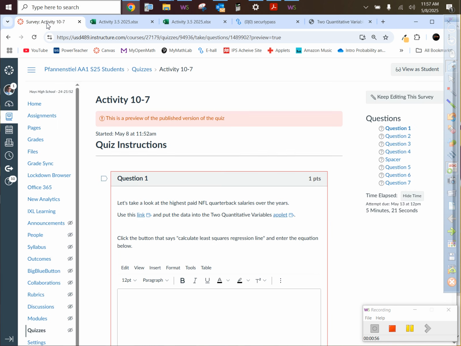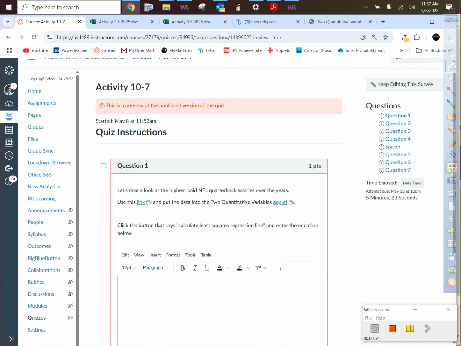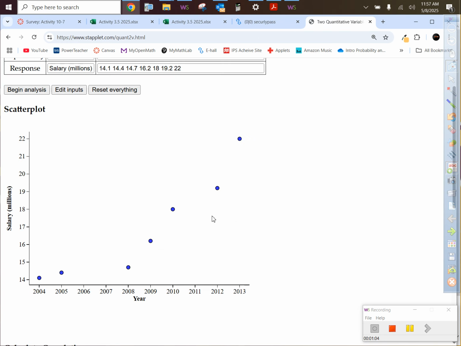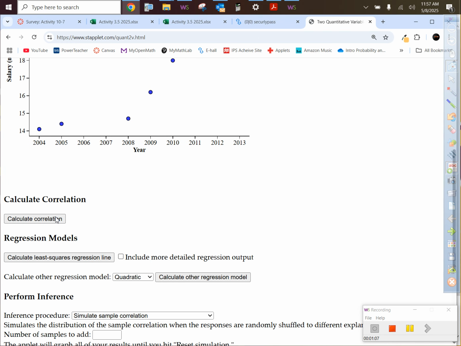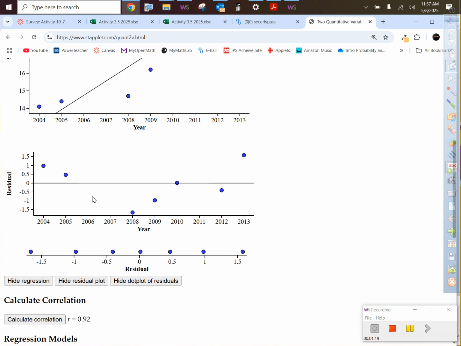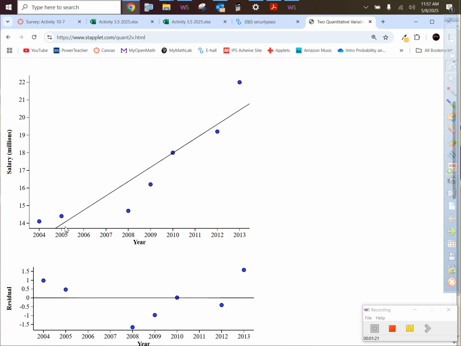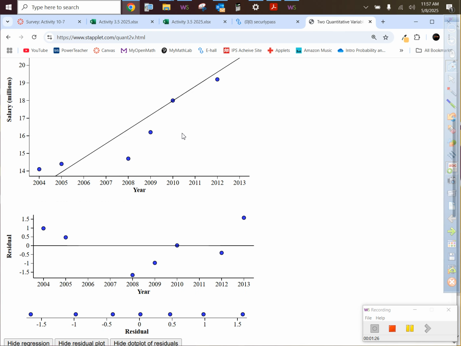When we go back to the activity right here, they say click the button that says calculate the least squares regression line. If I scroll down a little bit, there's two buttons. One is calculate the correlation. They didn't ask us to do that, but that's the R value. Homework will ask you to do that on some of these. So how do you find the R value? Just click that button. But here they wanted us to click the least squares regression line, which made a line of best fit for the data. It did a bunch of math behind it.